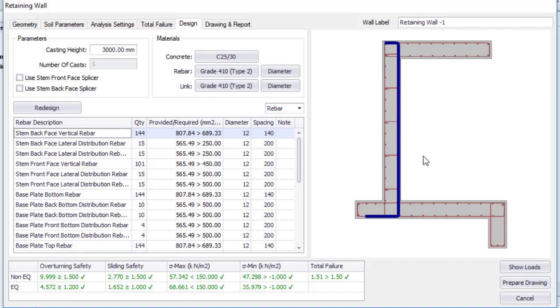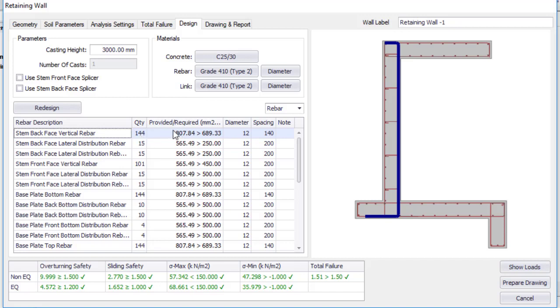So whenever you click on a particular rebar, it will show you what the rebar is on the diagram here. In case you're having difficulty in identifying what rebar it is, it will show you. For example, you can see stem back face vertical rebar. Maybe you've been thinking, what is that? So this is the rebar it is talking about. And here you have about 144 quantities of it.